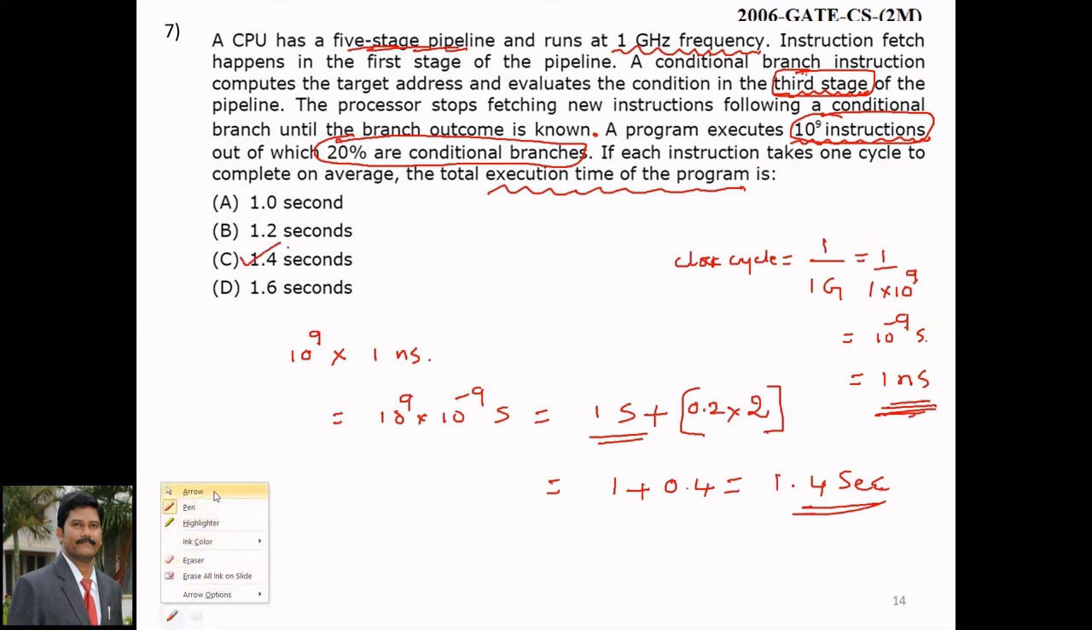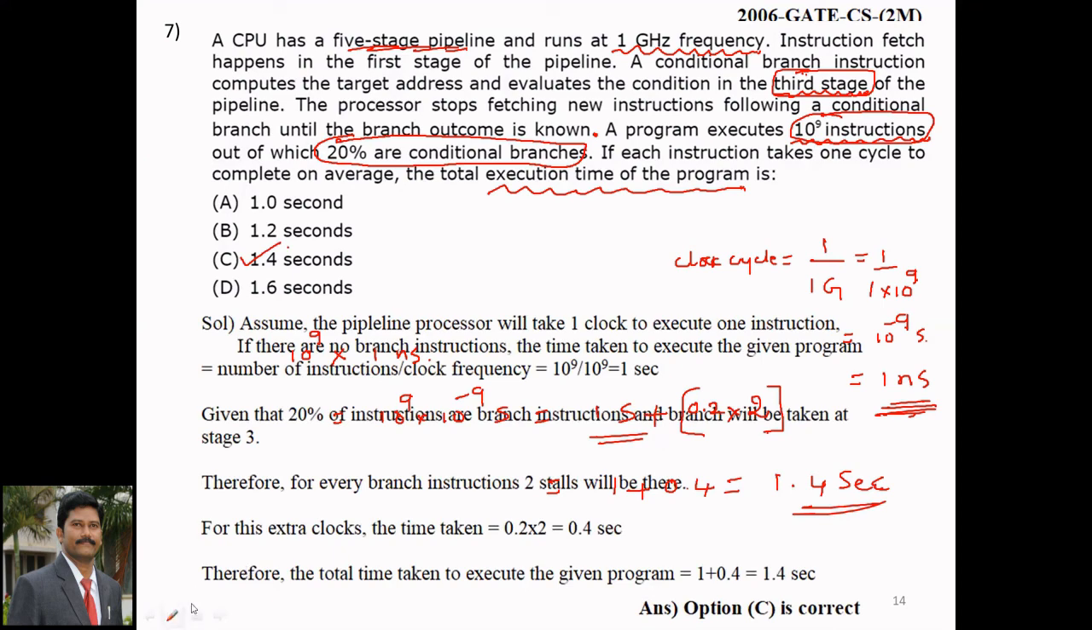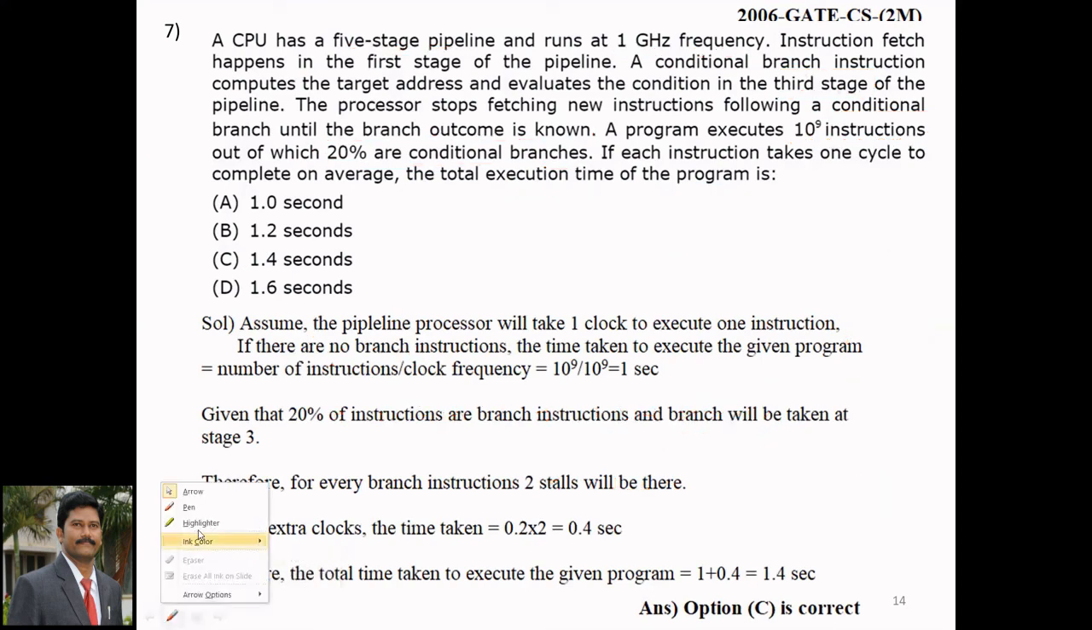Let us see the answer. One second it will take to execute the program. Please note this down by pausing the video, no problem. 20% are branch instructions, with 2 stalls for every one. So 0.2 into 2, that is 0.4 seconds. Therefore, the total time taken to execute the given program is 1 plus 0.4, that is 1.4 seconds. So please note this down.